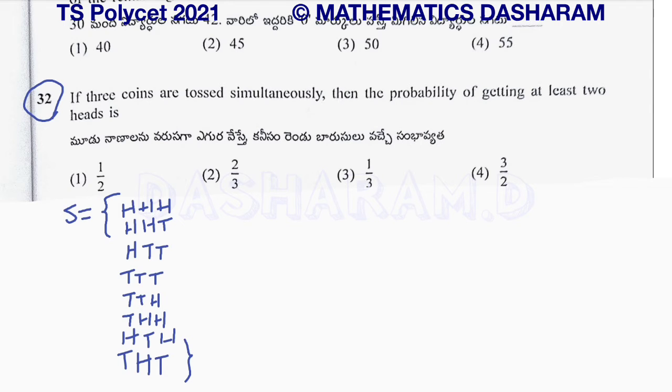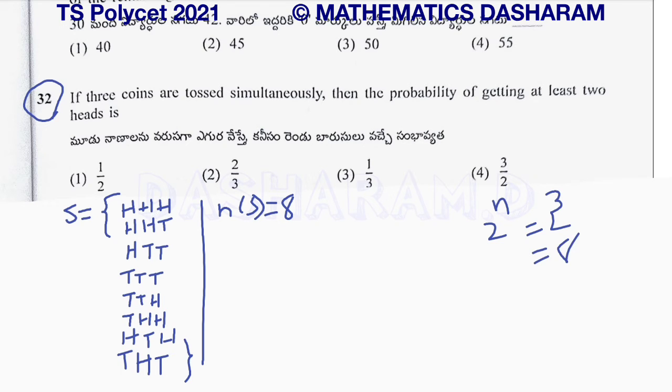So these are the 8 possible outcomes when 3 coins are tossed simultaneously. So then here what is n of s? N of s means number of elements in the S. Total 8. We also have a formula, 2 to the power of n, where n is the number of coins. 3 coins, so 2 cube is 8. So next, event E equal to what is that?